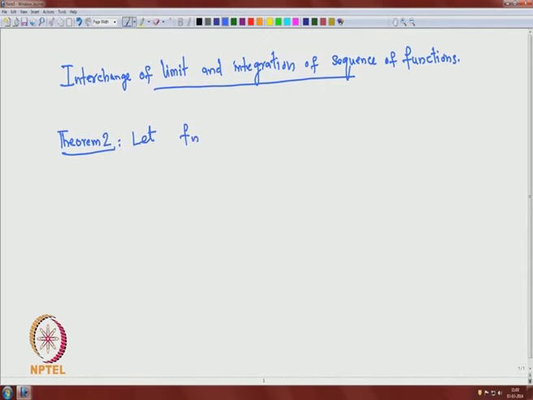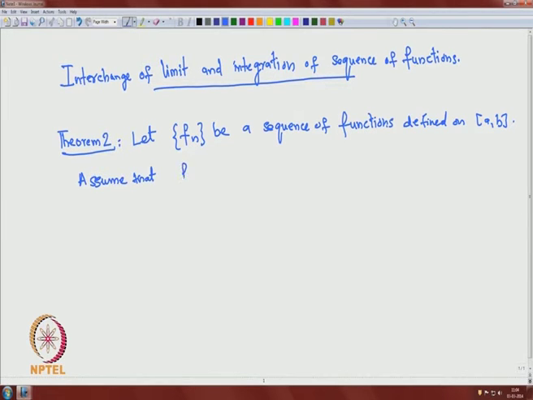Let Fn be a sequence of functions defined on some interval AB. So assume that fn converges uniformly to a function f on AB. So, fn is a sequence of functions on AB and that converges uniformly to a function f on AB.